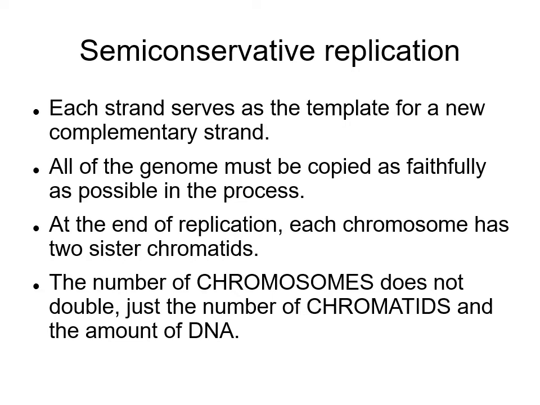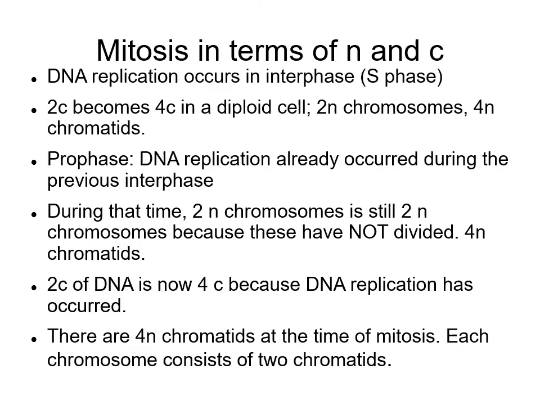So we started off with 2N, or 46 chromatids, and now we have 4N, or 92 chromatids, because each chromosome has two. The DNA content is also doubled. We went from 2C of DNA to 4C. Okay, so I think I just said some of this. The 2C becomes 4C in a diploid cell. Importantly, you still have 2N chromosomes at the end of replication, even though each one has two chromatids on it. So don't think of a chromatid as a chromosome. Consider a chromatid as being half of a chromosome that's already finished its replication phase.